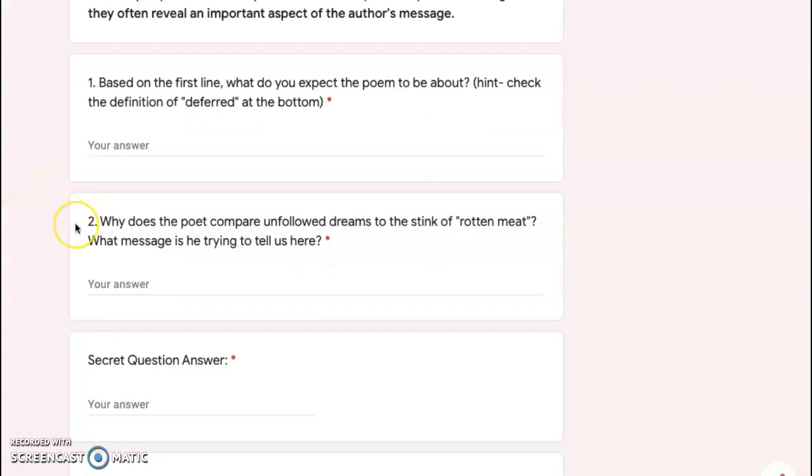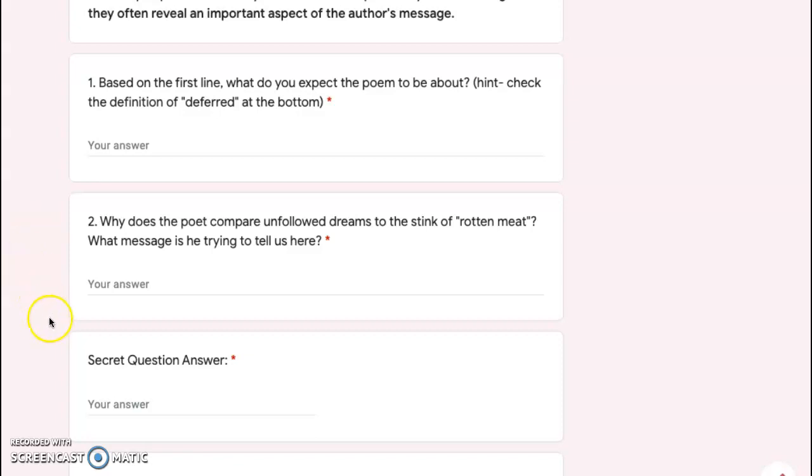Number 2, why does the poet compare unfollowed dreams to the stink of rotten meat? What message is he trying to tell us here? Think about comparing something to rotten meat. What does it tell us about a deferred dream? Pause the video now and answer that question. Nice job noticing what the author wants us to understand about an unfollowed dream with this metaphor.